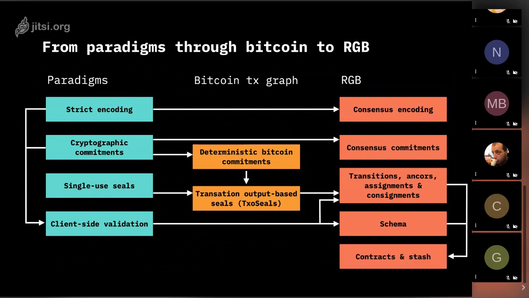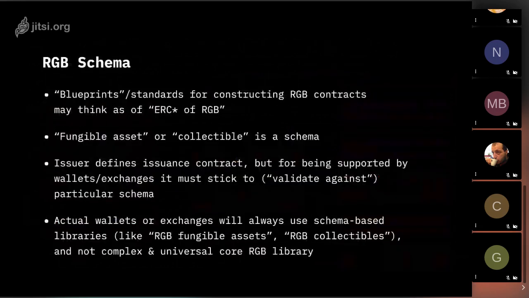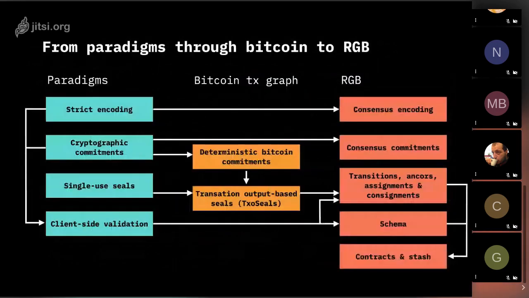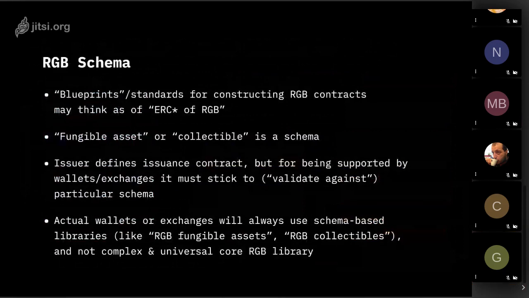I know that it's a lot of terms, and I will be gradually explaining them, coming up to the large-scale RGB structures, such as contracts and the stash. The stash is the data structure that actually holds all the data for all the state and different RGB graphs that are owned by a specific party, like the thing that will be maintained by your wallet. And the RGB schema is a set of standards that defines the validation rules for RGB state. So that's the second part.